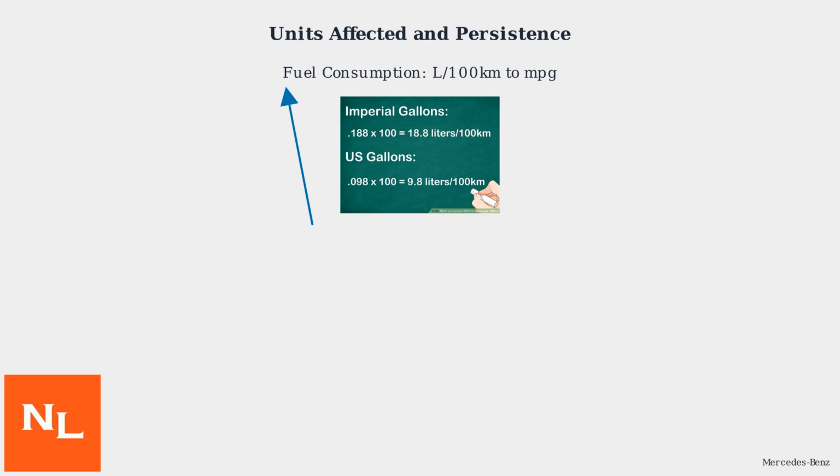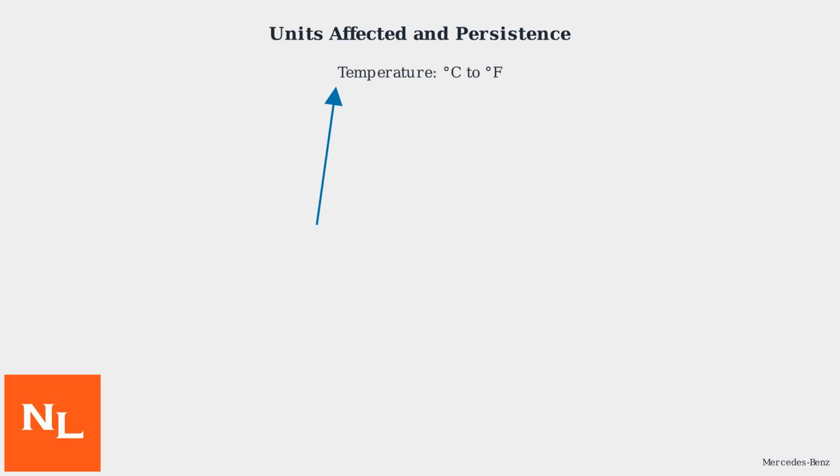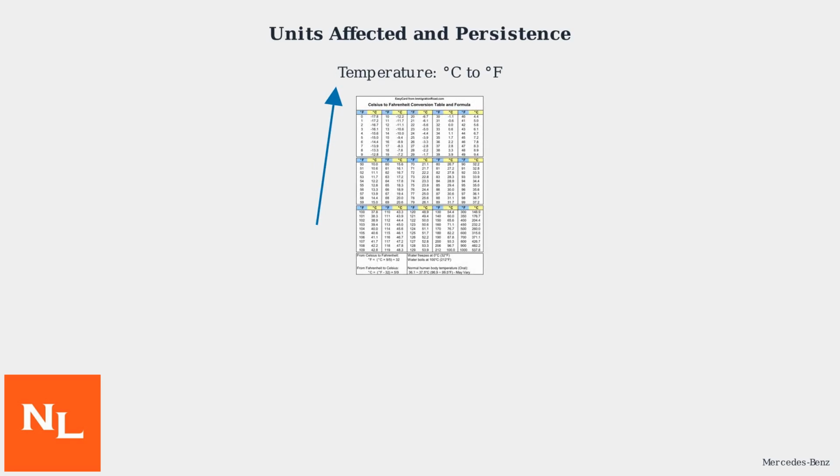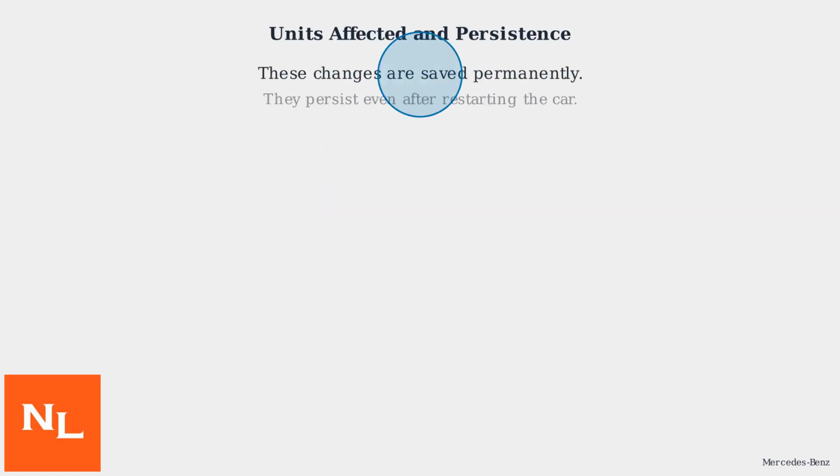Fuel consumption toggles from liters per 100 kilometers to miles per gallon. This affects your fuel efficiency display. Temperature units switch from Celsius to Fahrenheit. This changes readings on your climate control display. These unit changes are saved in your vehicle's memory and remain active even after you restart the car.